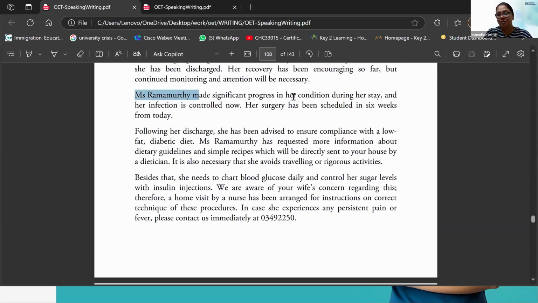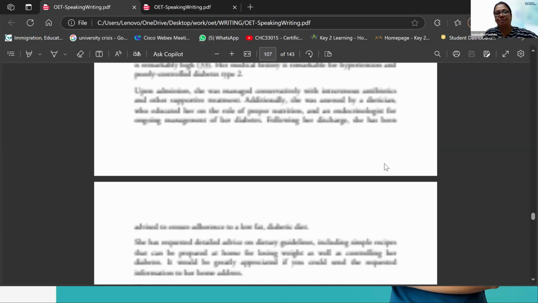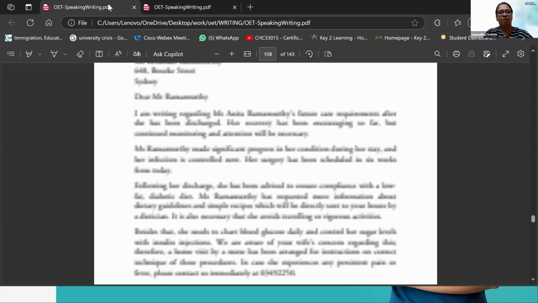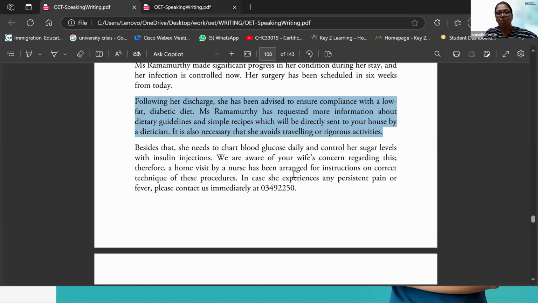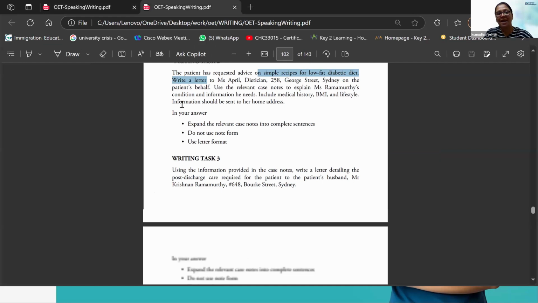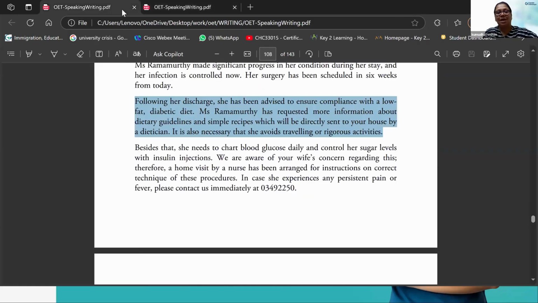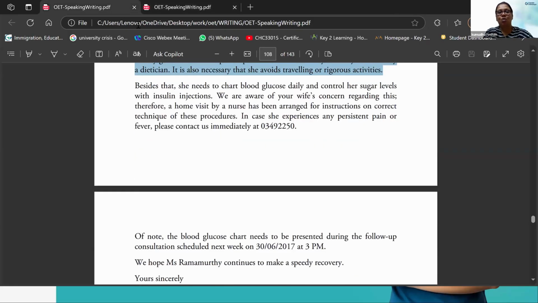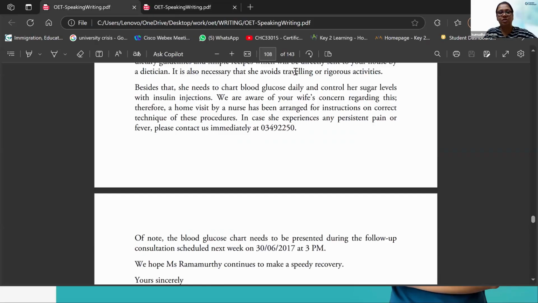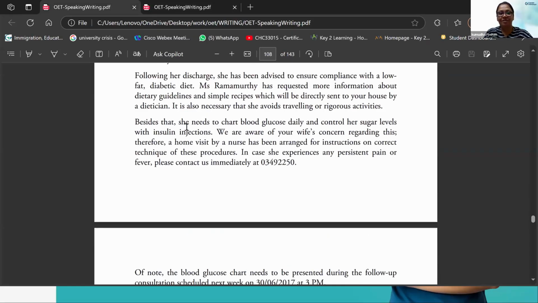So Ms. Ramamurthy made significant progress in her condition during her stay, and her infection is controlled now. Her surgery has been scheduled in 6 weeks from today. Following her discharge, whatever has to be done is mentioned just above the writing task. So everything here will be mentioned in the last para. So what she needs to do: she cannot travel. She needs to chart blood glucose daily and control her sugar levels with insulin.